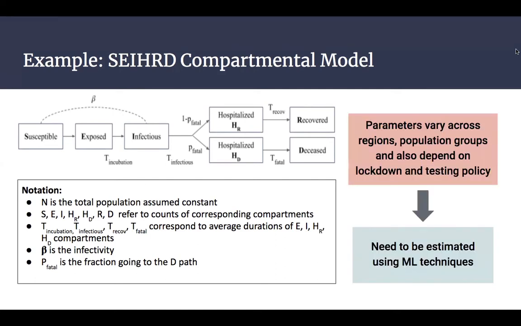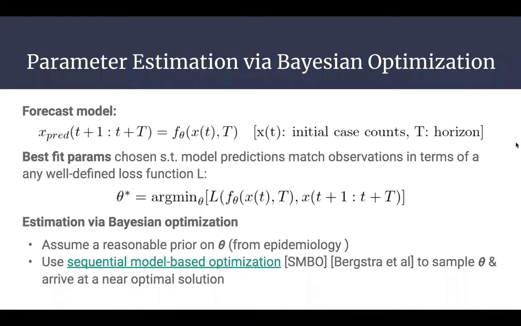The big challenge is that these parameters vary across time, regions, and population groups. There is also a dependency on lockdown and testing policy. So we have no choice but to estimate these from actual observations using machine learning techniques. The key idea in our approach is to estimate parameters in a model agnostic way via Bayesian optimization.